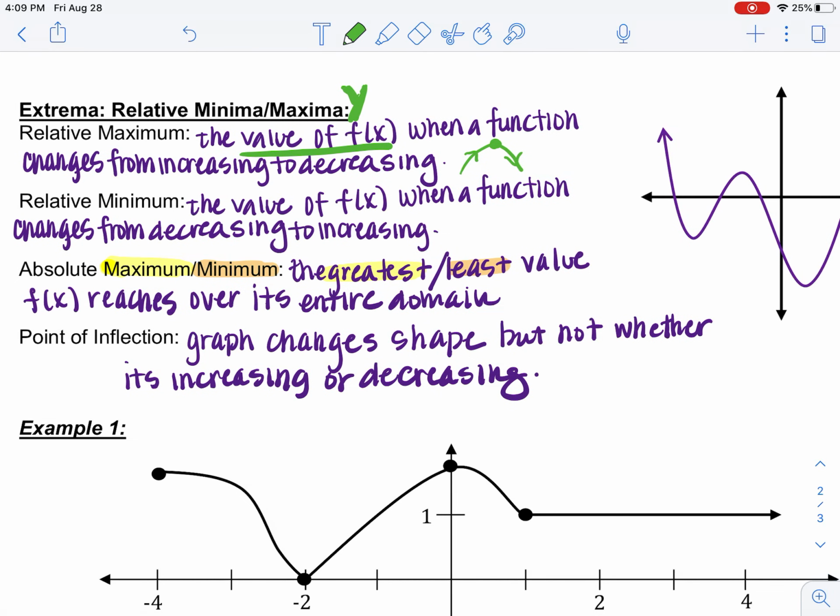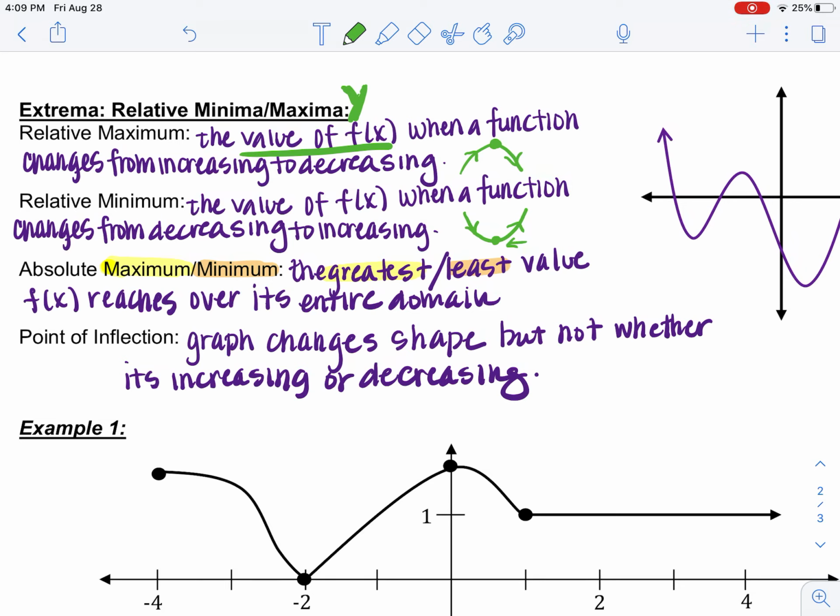A relative minimum is the value of f of x, so once again the y value, when a function changes from decreasing to increasing. So this will look like a valley. So there's decreasing, there's increasing, wherever that y value is, that's the relative minimum or minima.